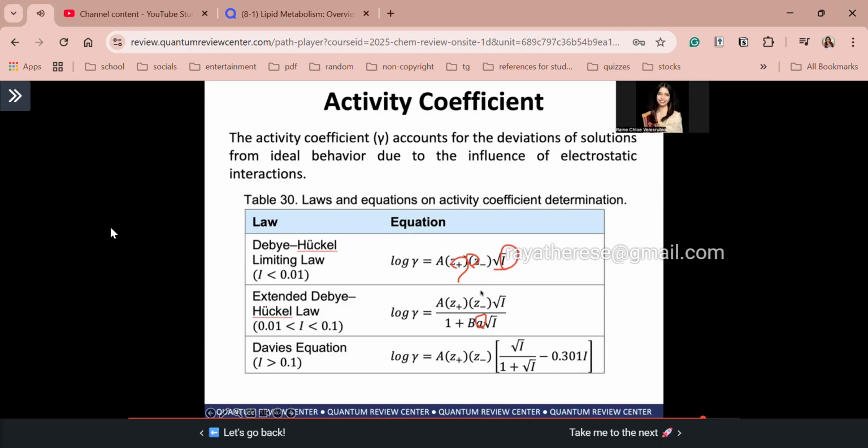Log gamma is equal to A times the charge of the ion, squared, times the square root of the ionic strength over 1 plus BA times the square root of I. Again, A and B are just constants, so later we will determine them, okay?